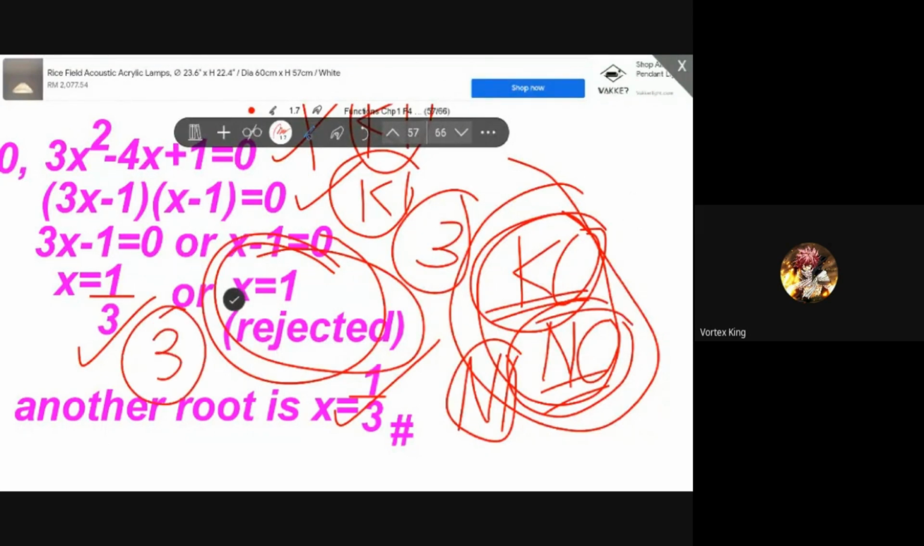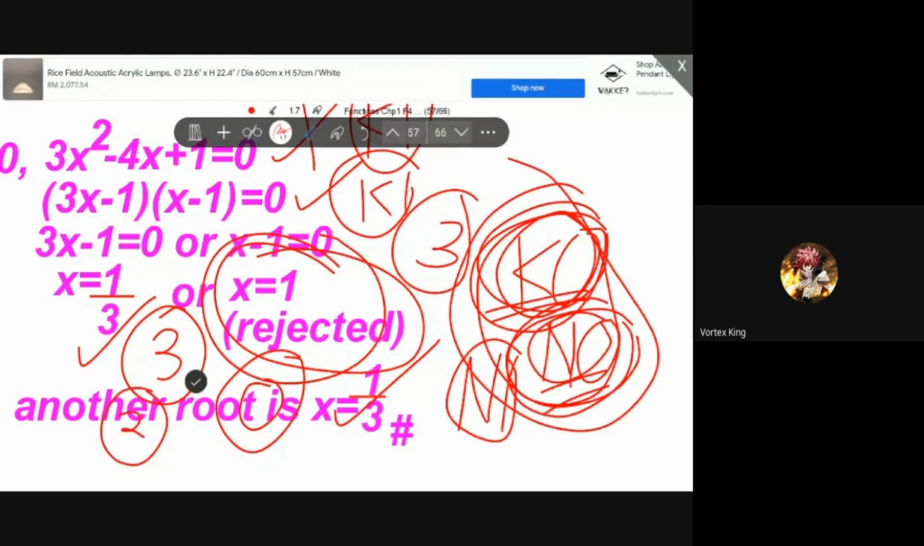If kamu dapat jawapan betul, tapi tak tunjuk jalan kira, kamu dapat kosong. But if you show working and get the wrong answer, kamu masih dapat macam 2. So which one do you want? Definitely 2, right? Kamu tak mau kosong markah kan? That's how the marking goes.